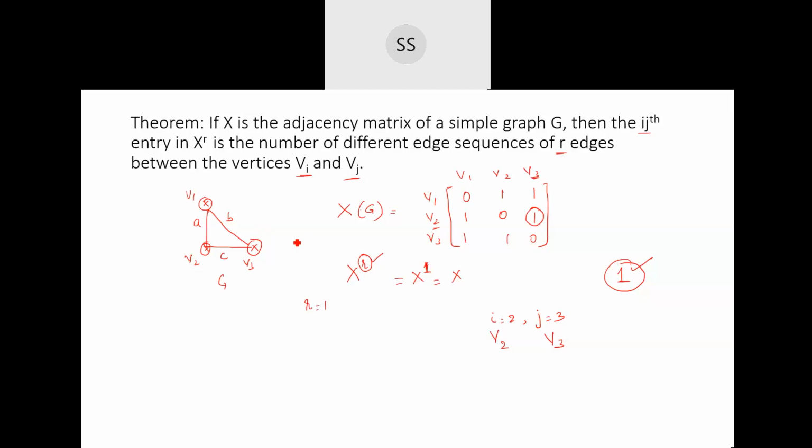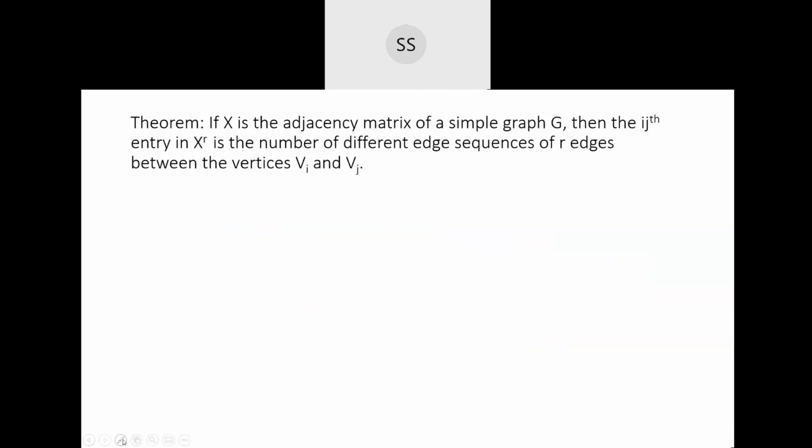So with this example, now the proof by induction. You will understand the theorem concept with that. First of all, we will write that the proof is by induction on the value R.